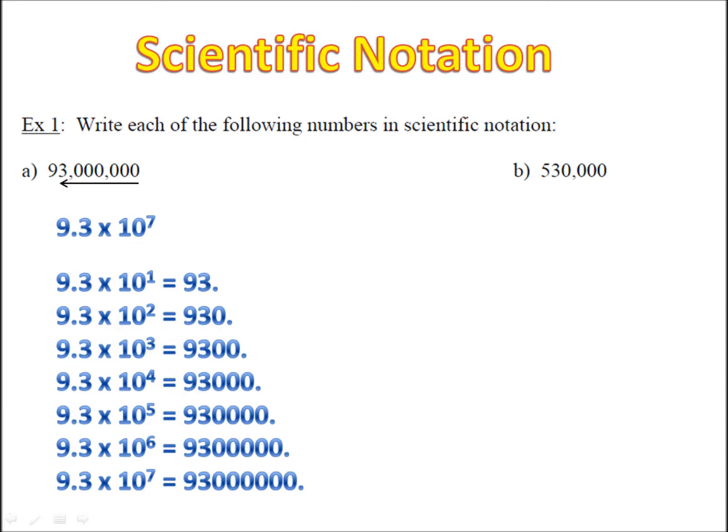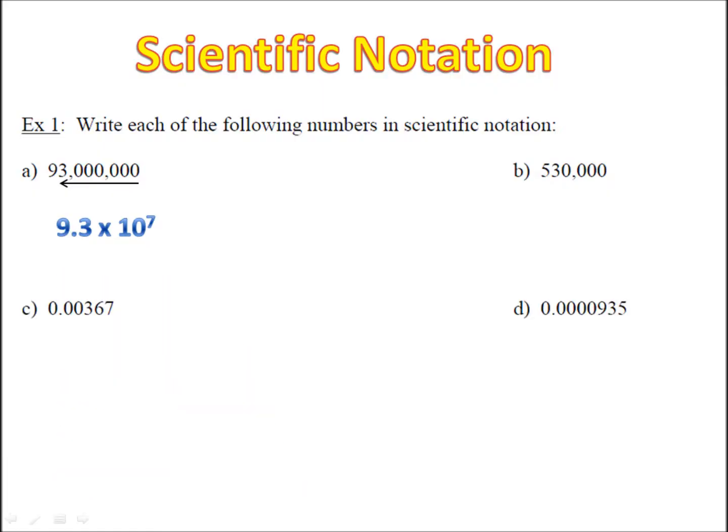Example B is for you to try. It's the number 530,000. See if you can write this number using scientific notation using example A as your guide. Please pause the video here. Let's take a look and see how you did.